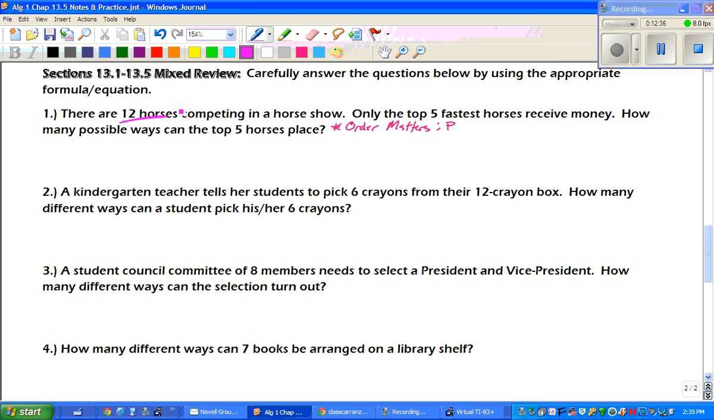Okay. So we need to know what the whole is and what the part is. So we got 12 P 5, and the way that would work, because remember this is the n minus r formula. The top is 12, and then 12 minus 5 is 7.